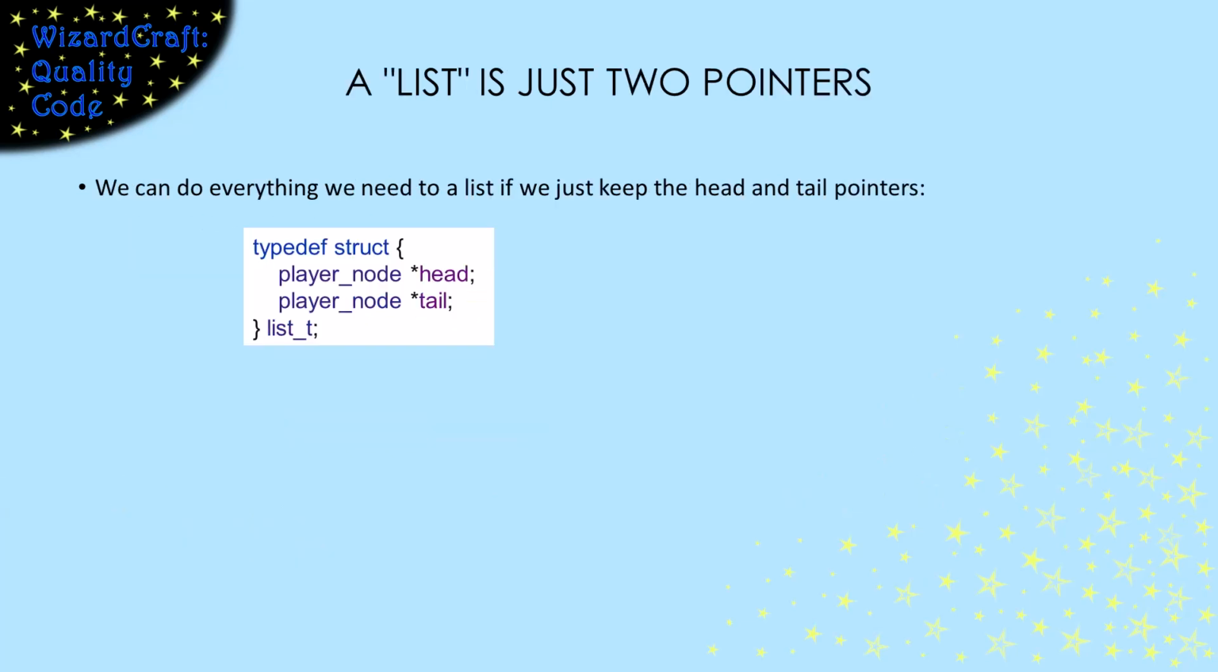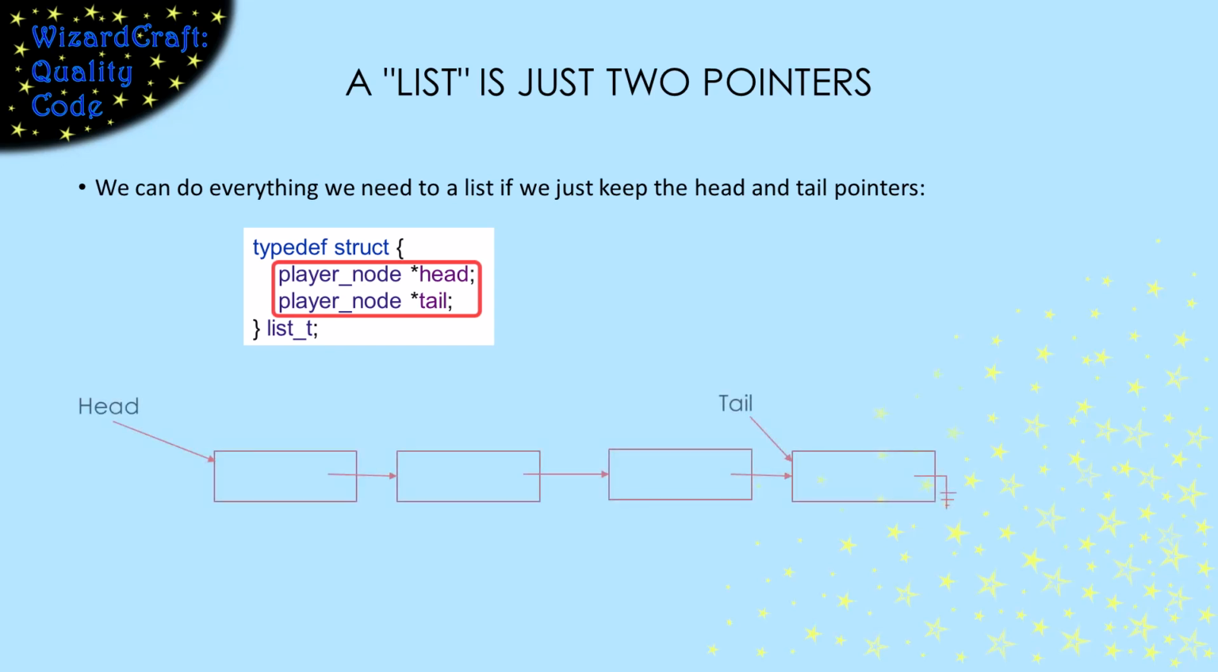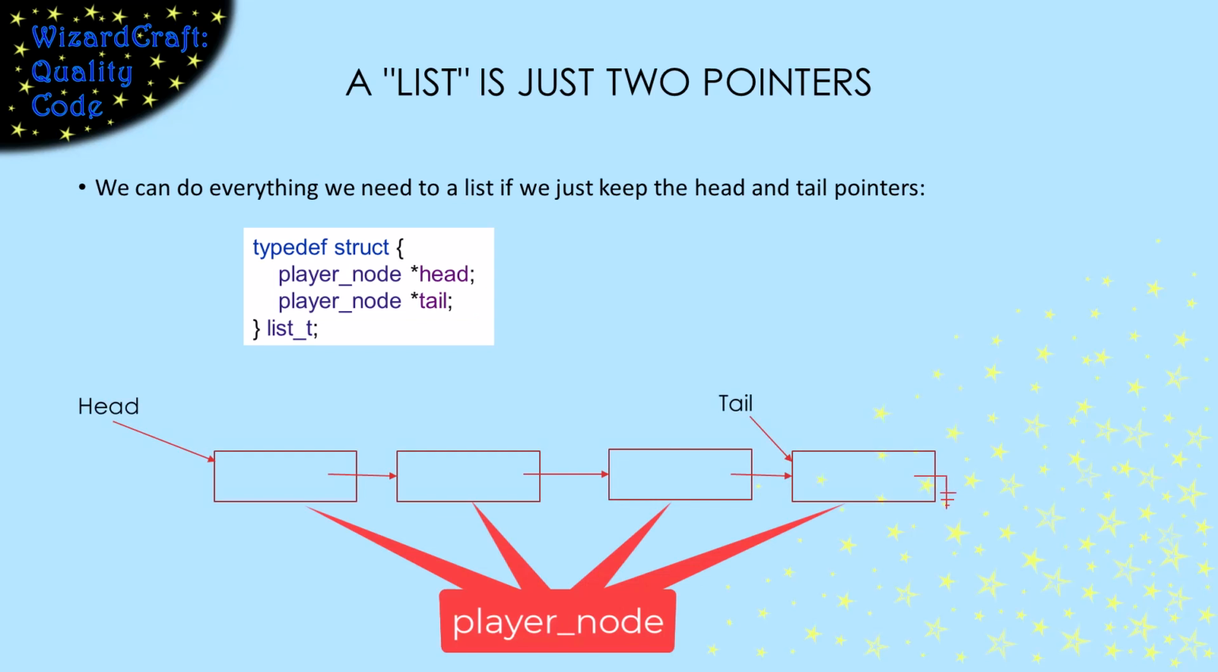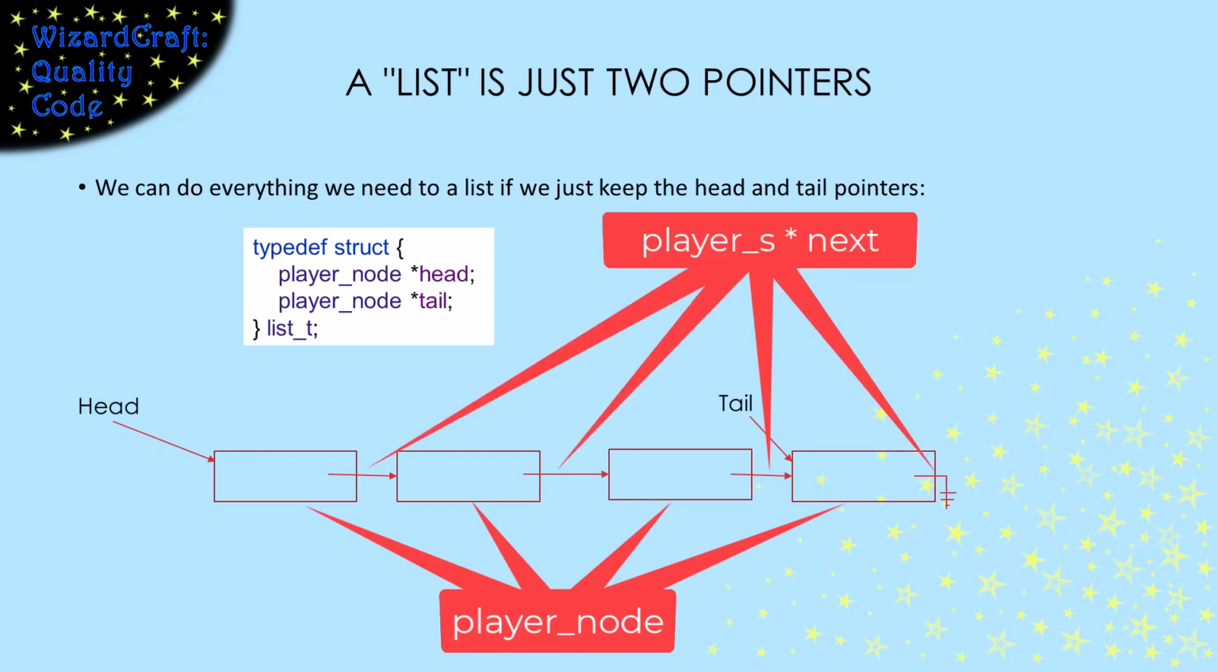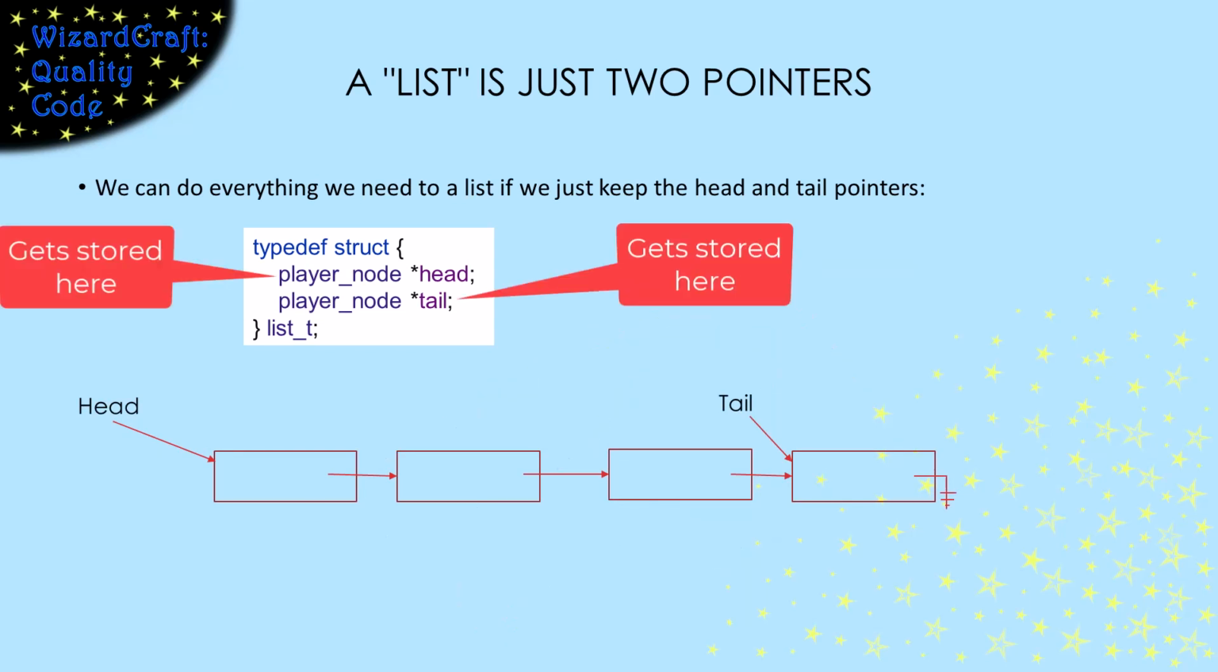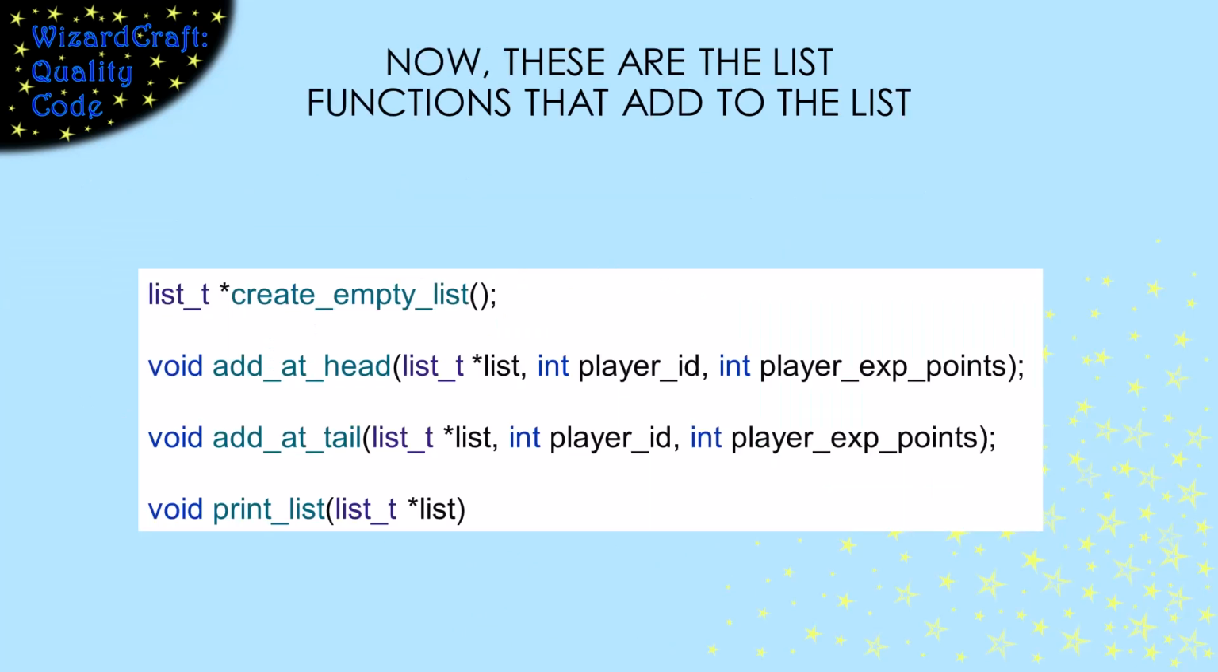Now that we have nodes, a list just needs to keep track of the nodes. We do that by keeping a pointer to the head node and a pointer to the tail node. Again, sometimes we don't need to keep track of the tail, but I will in the videos just to show you how it's done. So, both of these pointers point to our player node struct. Let's connect back to that original picture. Each of these is a player node, and those are the pointers to the next nodes. And our list struct contains the head and tail pointers. Now we're ready to build some stuff.